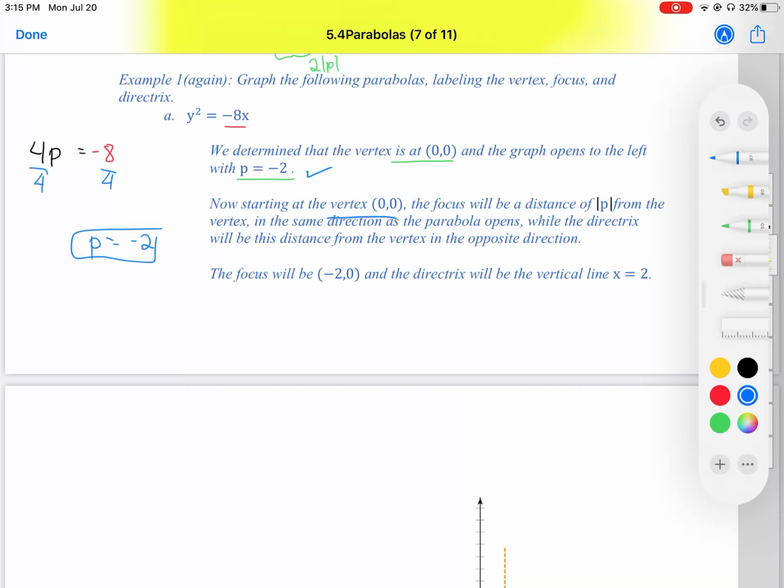The focus will be a distance of the absolute value of p. The reason we use absolute values is because it's a distance. We're just going to take that number, it doesn't matter if it's positive or negative, and move it to... well, I can't say left or right because it can also move up and down. So you're going to move it to the inside of the parabola and the other side of the parabola. I think that's a better way of saying it.